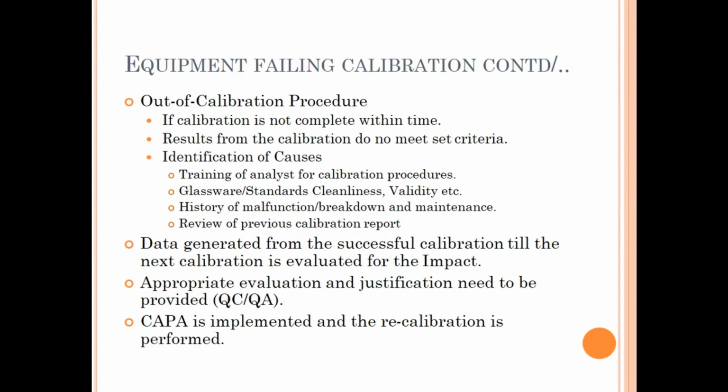And if the impact analysis reveals suspect results on these batches, then with QA approval, random batches are selected and analysed, and results are compared to the original passing results. If the results are different, then appropriate evaluation and justification needs to be provided and approved by quality, QC and QA. Based on the outcome of the investigation, CAPAs are implemented and the recalibration of the equipment is performed.